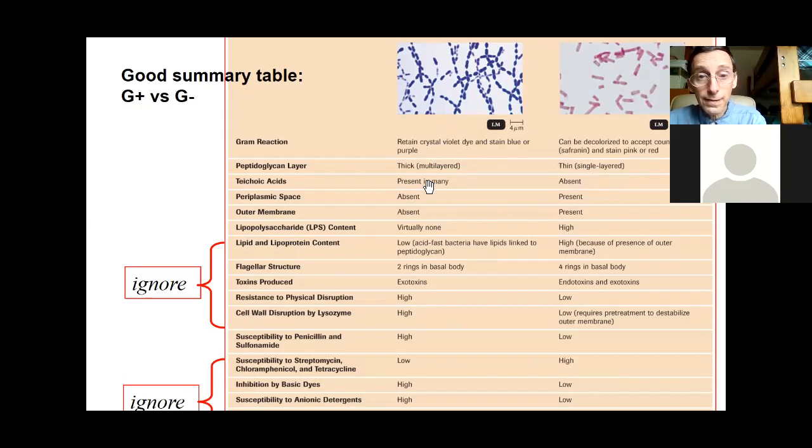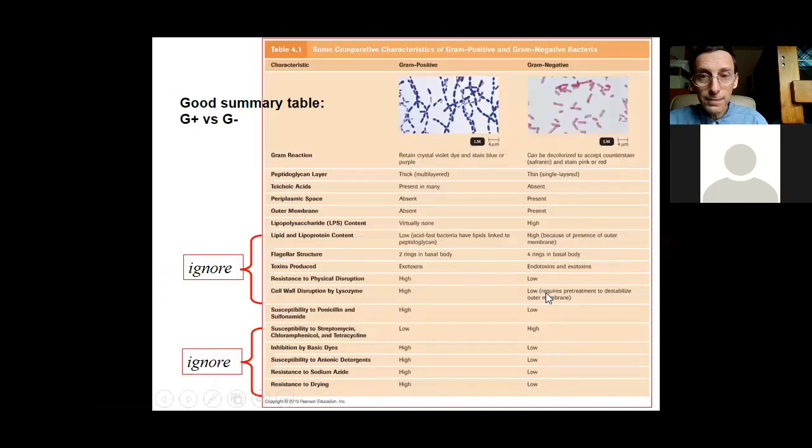You can find teichoic acid in the gram-positive cells, and it's absent in the gram-negative cells. We're going to skip the periplasmic space because I wasn't discussing it. The outer membrane is absent in the gram-positive cells, it's present in the gram-negative cells. And then the lipopolysaccharide, there's none in the gram-positive cells, and it's found in the gram-negative cells. It's in the outer membrane of the gram-negative cells. And the rest of this you can ignore. All right, any question about any of that?